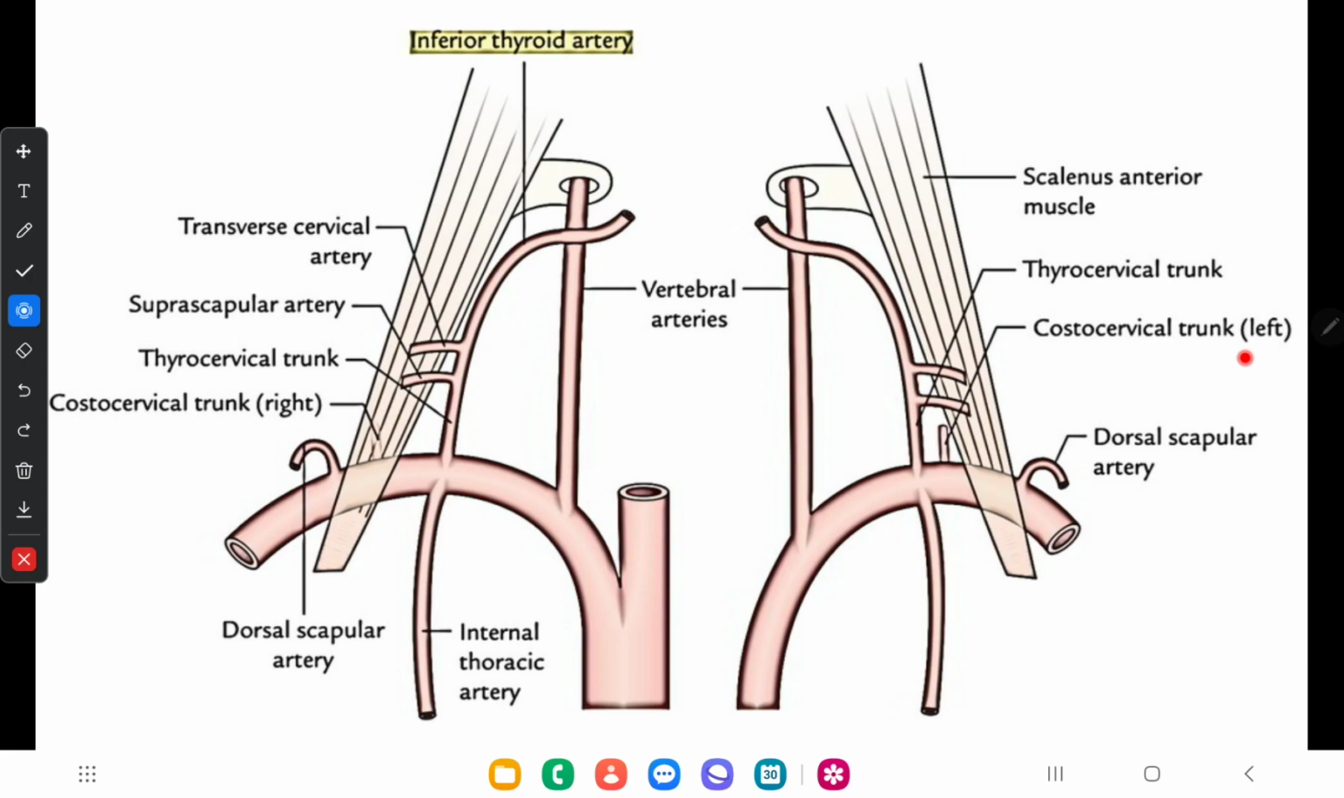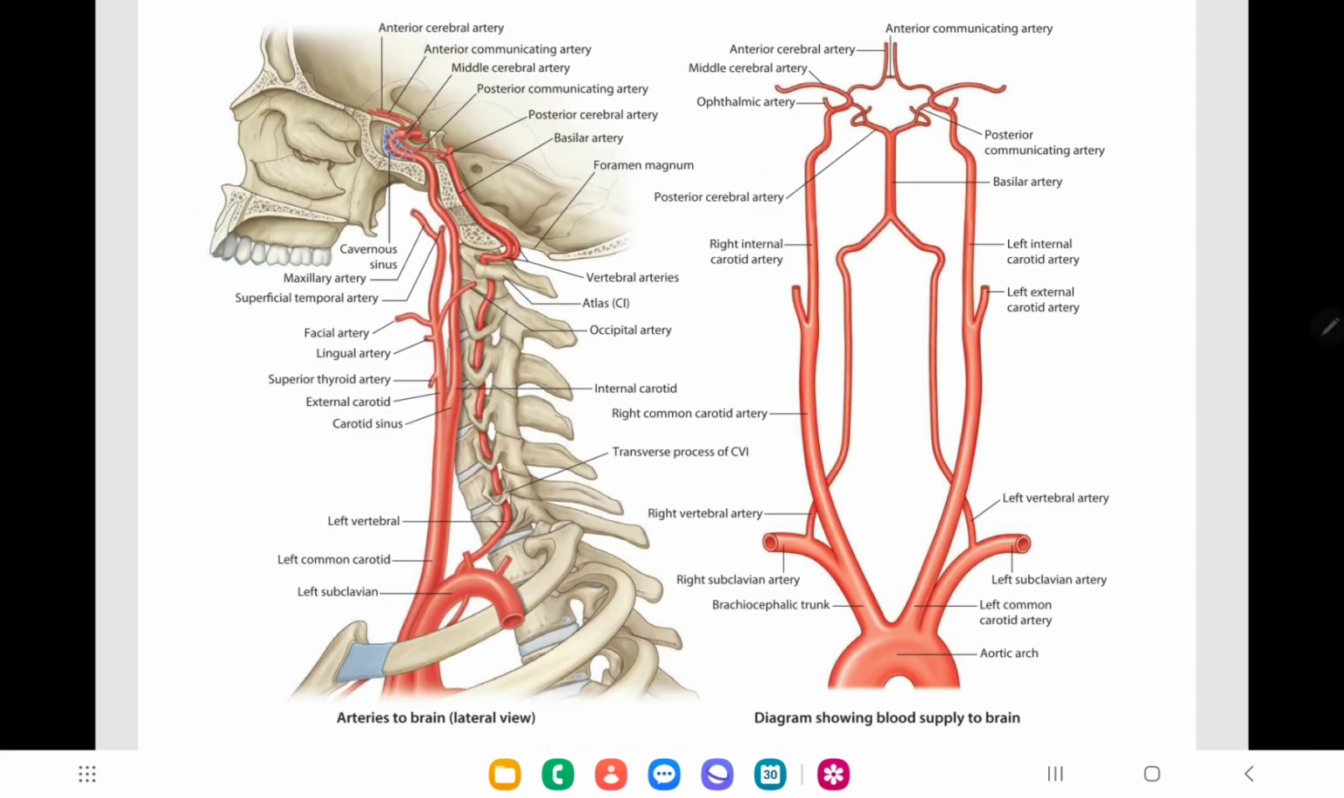From the third part, only in some individuals we can see the dorsal scapular artery arising from the third part. In other individuals, there is no branch arising from the third part of the subclavian artery. In those individuals, the dorsal scapular artery is a branch of the transverse cervical artery, which is a branch of the thyrocervical trunk. Now let's have a look at each of the branches separately.